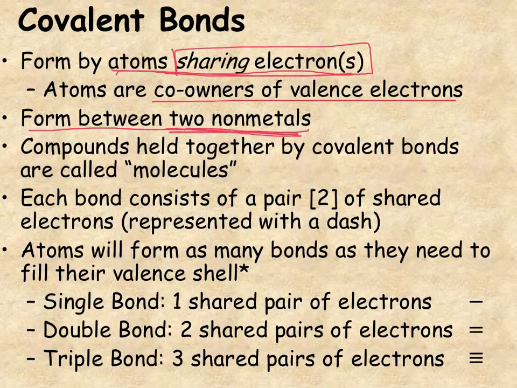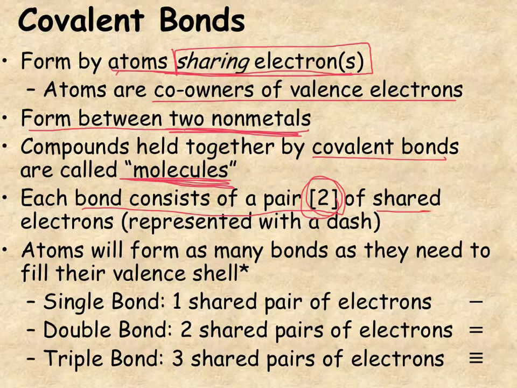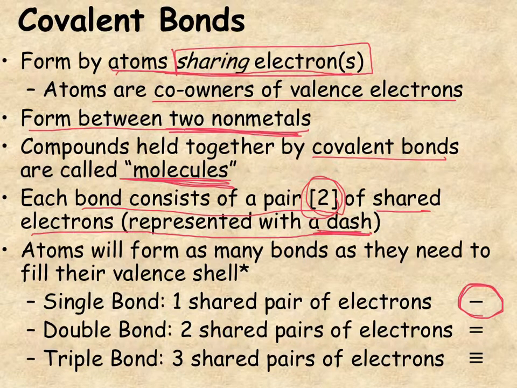And compounds that are formed with covalent bonds are called molecular compounds, and the covalent bonds are called molecules, right? So molecules are formed from covalent bonds, and compounds that are formed with covalent bonds are called molecular compounds. Each bond consists of a pair, which is two electrons, of shared electrons, and we represent that in a bonding situation with a dash, right? So here's a dash down here representing a sharing of electrons or a covalent bond.